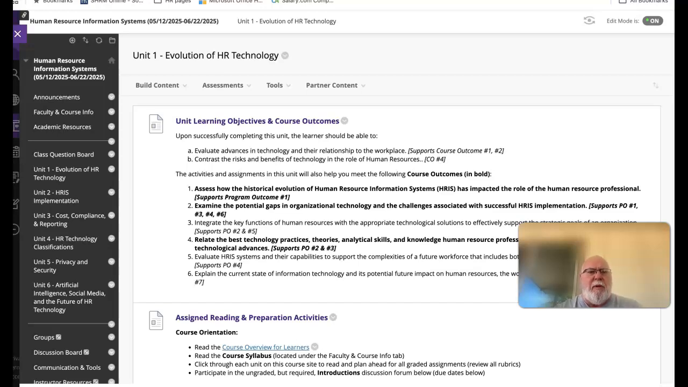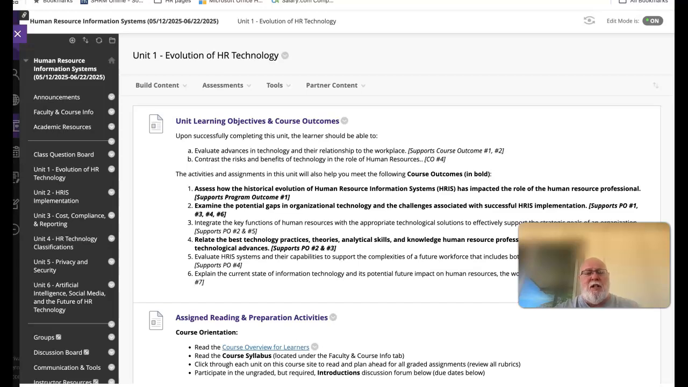In Unit 3, we're going to talk about cost, compliance, and reporting. Those are all implementation processes or ongoing things that we have to look at as well. In Unit 4, we're going to look at technology classification. So that becomes the all-in-one human resource information system that does all the things that we need it to do, or are there different systems like the learning management system or the applicant tracking system, compensation management, benefit management? There's a number of them out there.